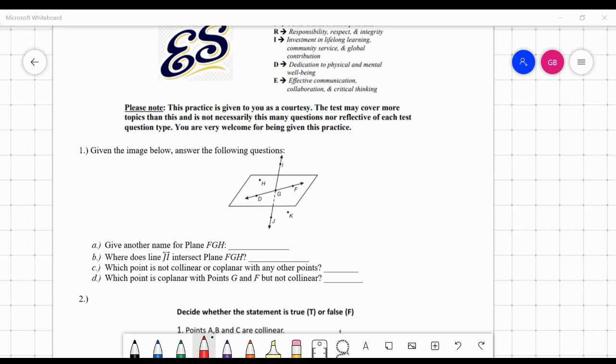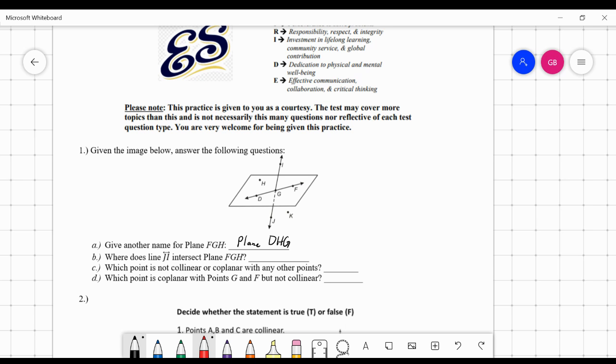Okay, number one. Given the image below, answer the following questions. Give another name for plane FGH. So you could use any three letters on the plane. So I'm going to use E, H, and G. So we call it plane EHG. Just remember that the points cannot be collinear.